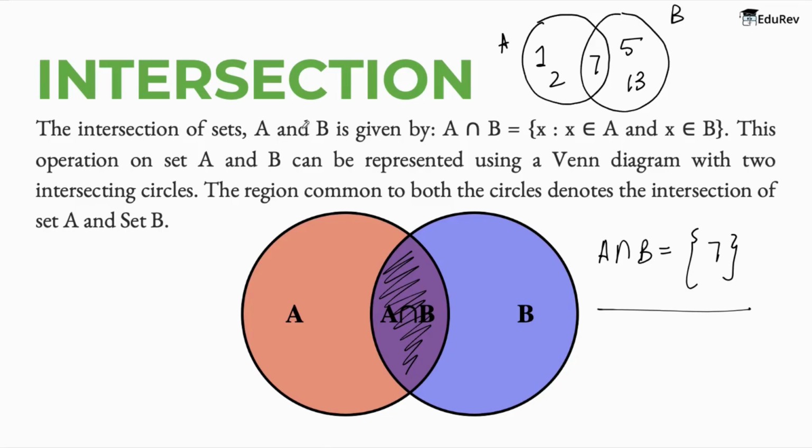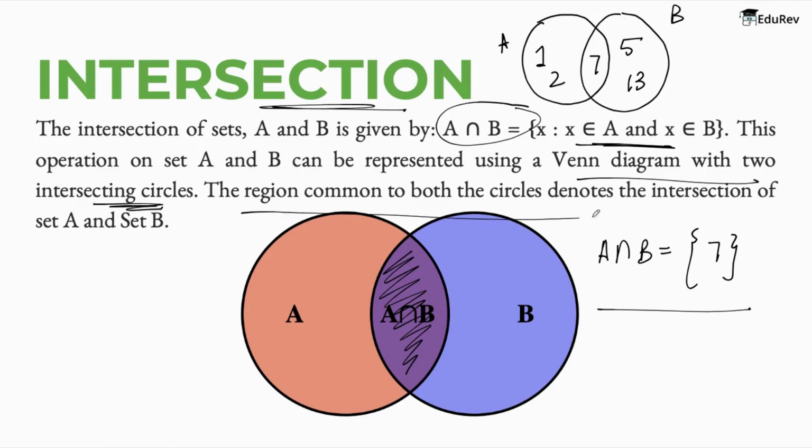And this is how we find your intersection. I hope you have understood how we do the intersection as well. It was simple, right? It means that the element should be present in both A and B, and that is what A intersection B is. Right? And how is it represented? Using a Venn diagram with two intersecting circles. The region common to both circles denotes what? The intersection of set A and set B.